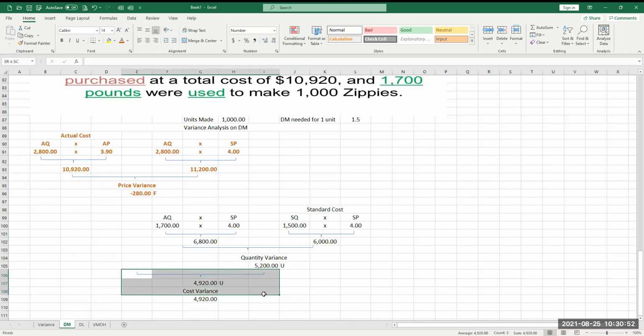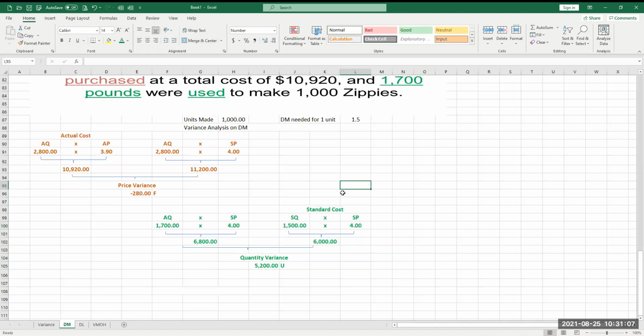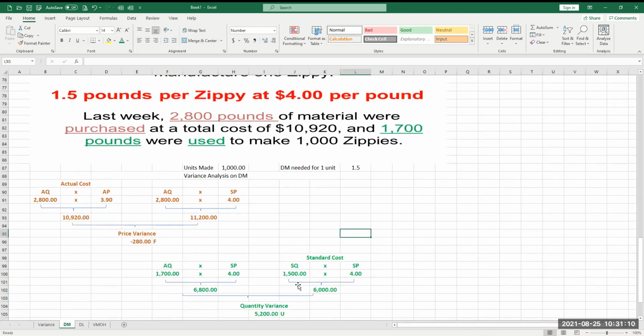And in this case, that variance will be irrelevant because now I'm in different realities. For this one, I'm going to use the green color so you can see it. So now you can see the difference. Again, for the price variance, I'm using the purchased quantity. For the quantity variance, I'm using the actually used quantity in production. Make sense? Good.